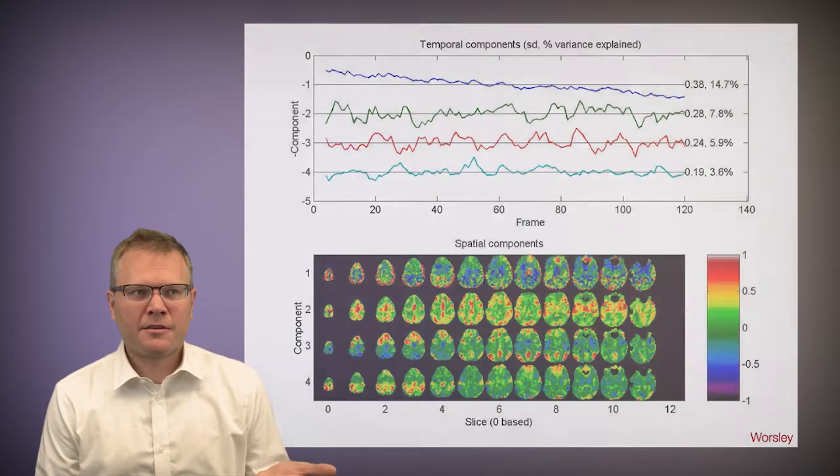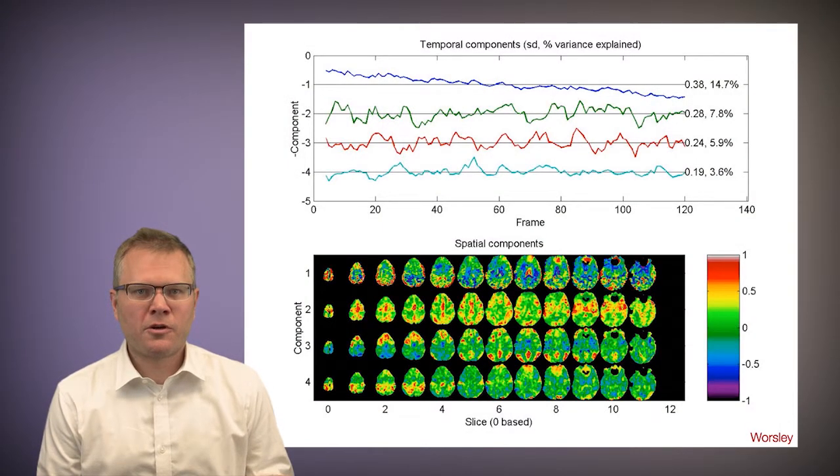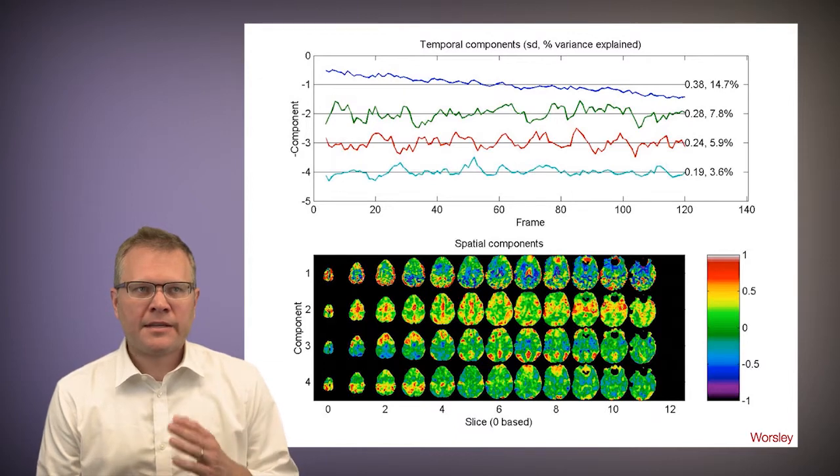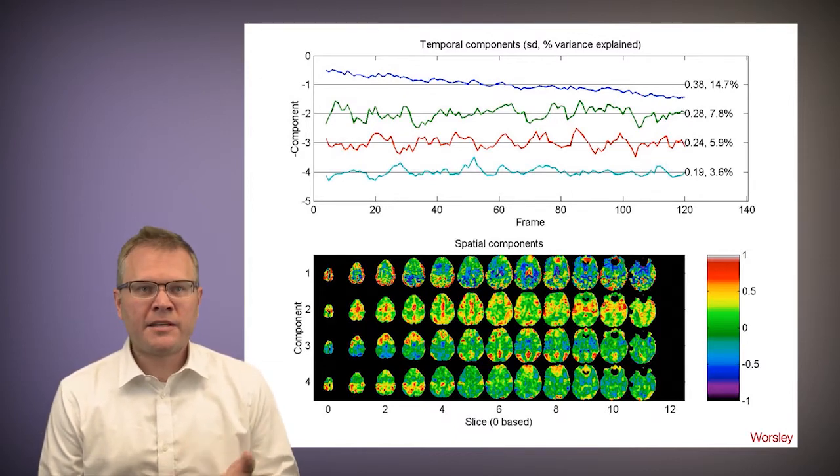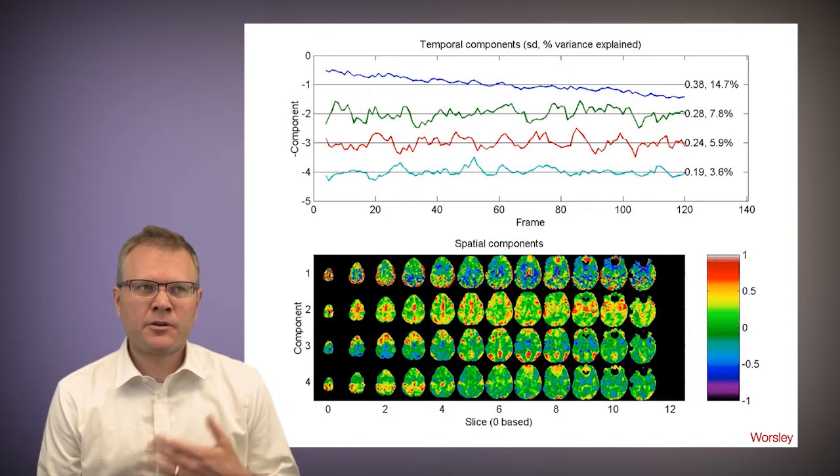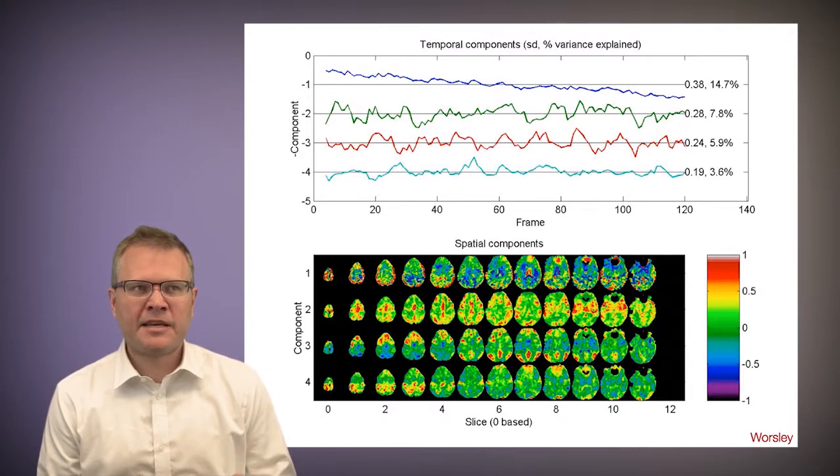In the bottom panel we see four rows, one for each eigenimage, and in the top panel we see the corresponding time courses. To the right of these time courses you see percentages. Those percentages are the percent of variation explained by each of the components, and they're related to the values of S in the singular matrix.